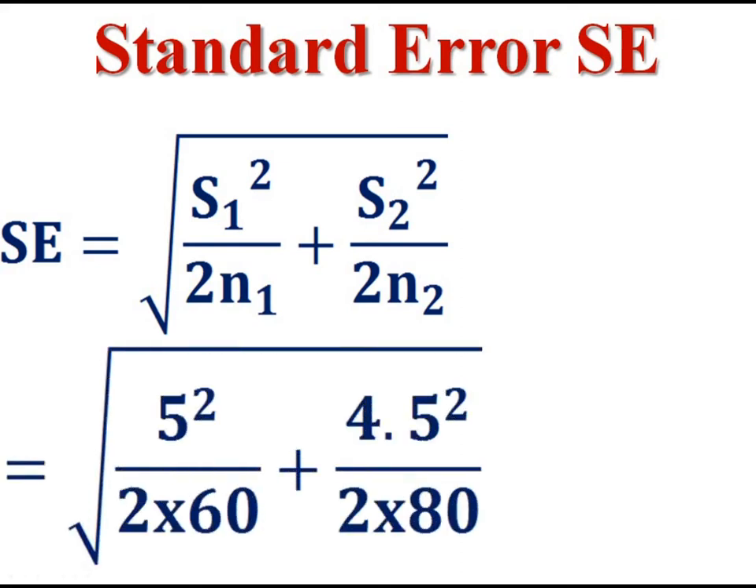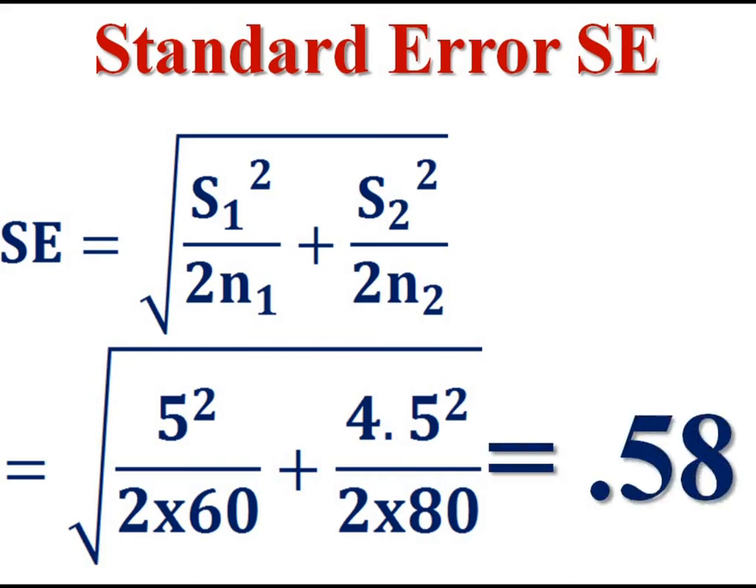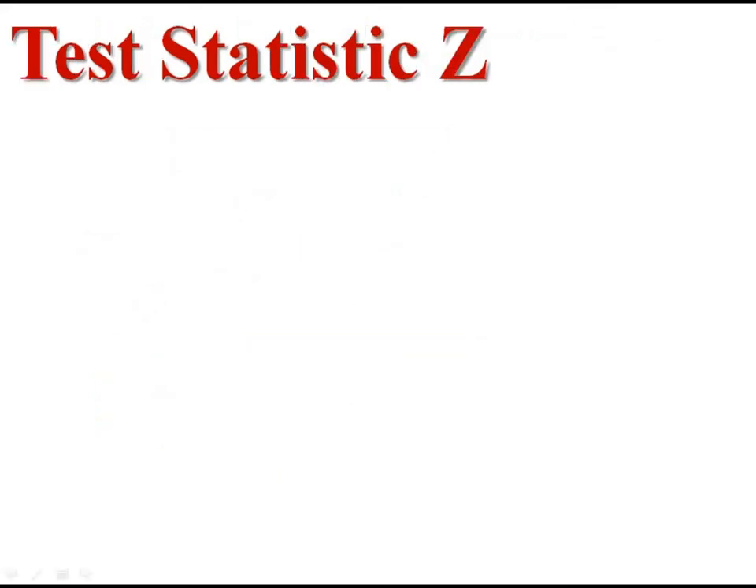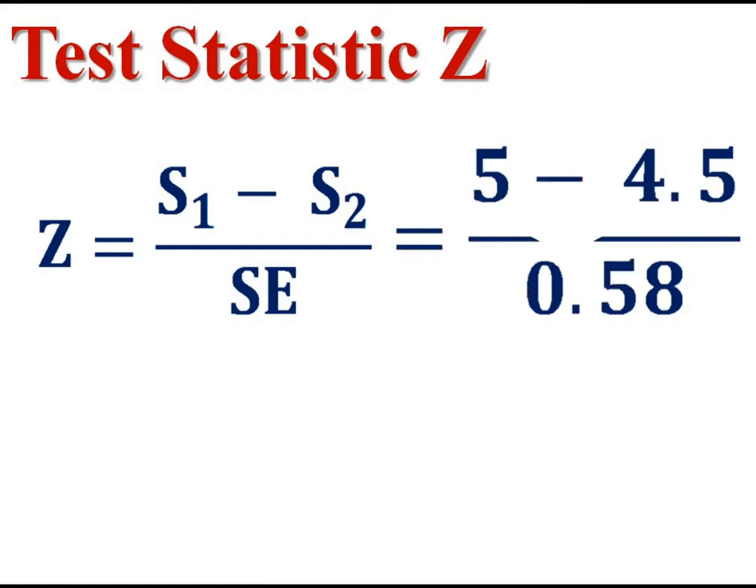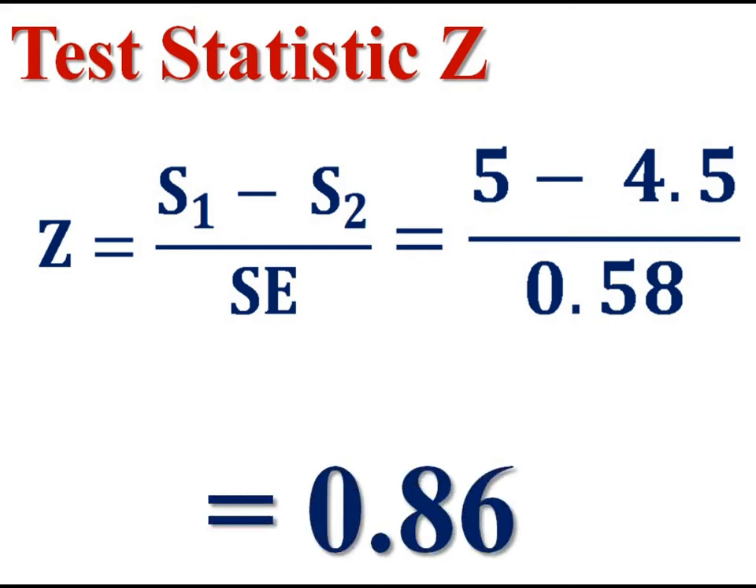That is equal to the square root of 5 square divided by 2 into 60 plus 4.5 square divided by 2 into 80. That is equal to 0.58. It is the standard error. Then find the test statistic Z. It is equal to S1 minus S2 divided by the standard error. That is equal to 5 minus 4.5 divided by 0.58, which is equal to 0.86. It is the computed test statistic. Z is equal to 0.86.